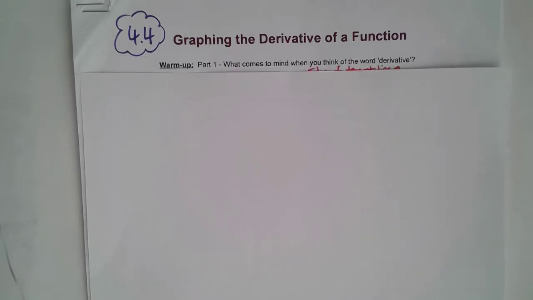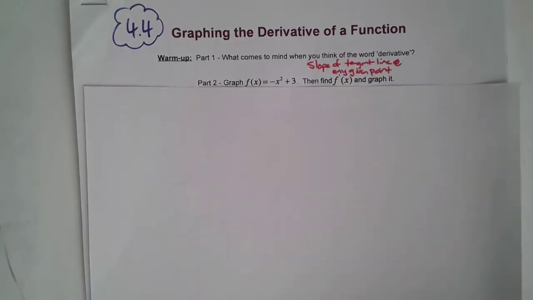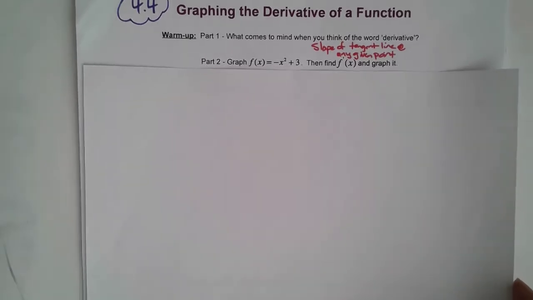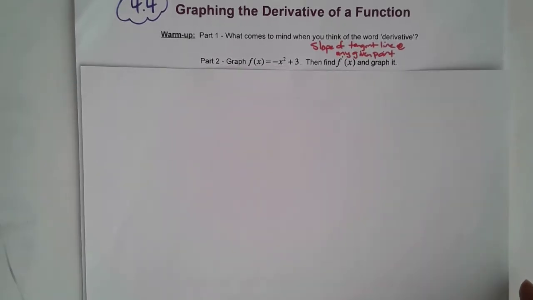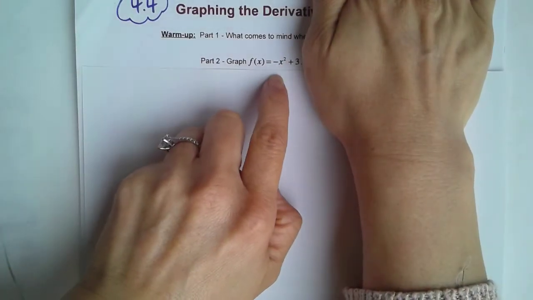What comes to mind when you think of derivative? Yes, I hope the word slope, slope, slope. So for example, let's say we have this graph here, negative x squared plus 3, and we have to find the f prime of x and graph it. Well, a couple of things for you to keep in mind is this. You're graphing the slope of this guy here.